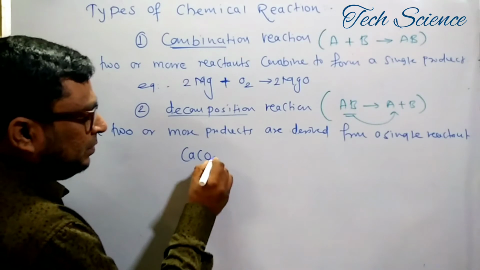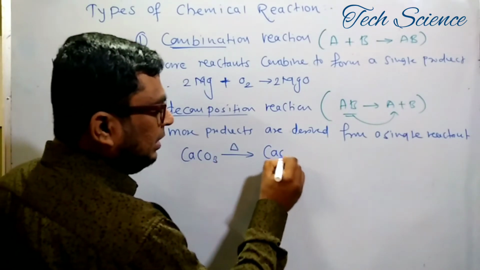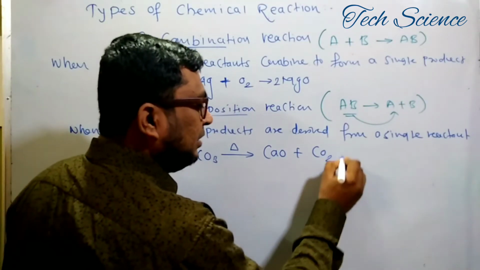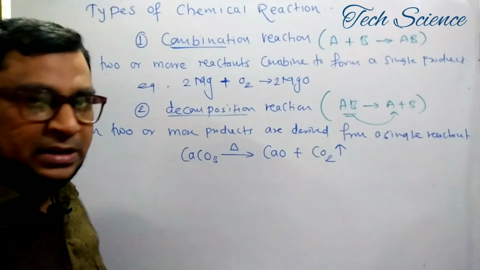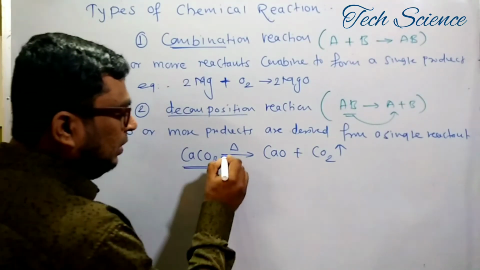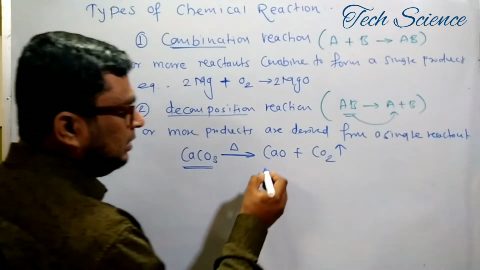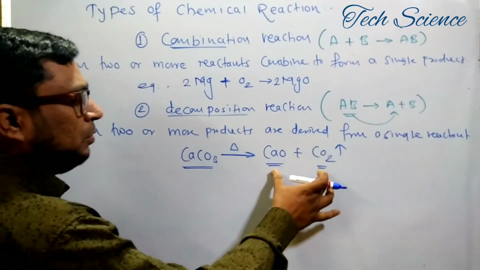Example, CaCO3. When CaCO3 gets heated, it splits into calcium oxide and there is a liberation of carbon dioxide gas. Am I right? This is the reaction. We do all these things practically in our laboratory. So here in calcium carbonate, when we provide external heat, calcium oxide is formed and carbon dioxide gas is liberated. So two or more products are formed.